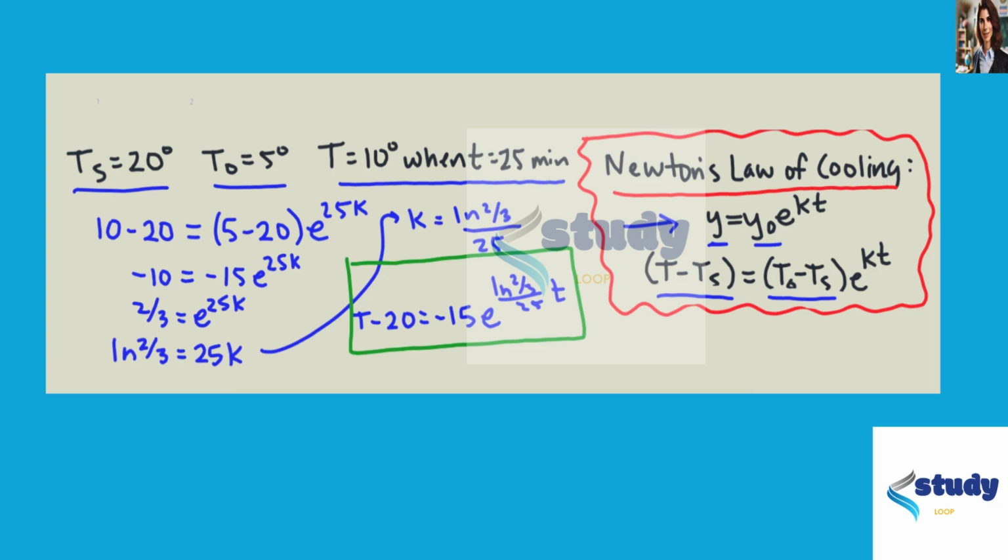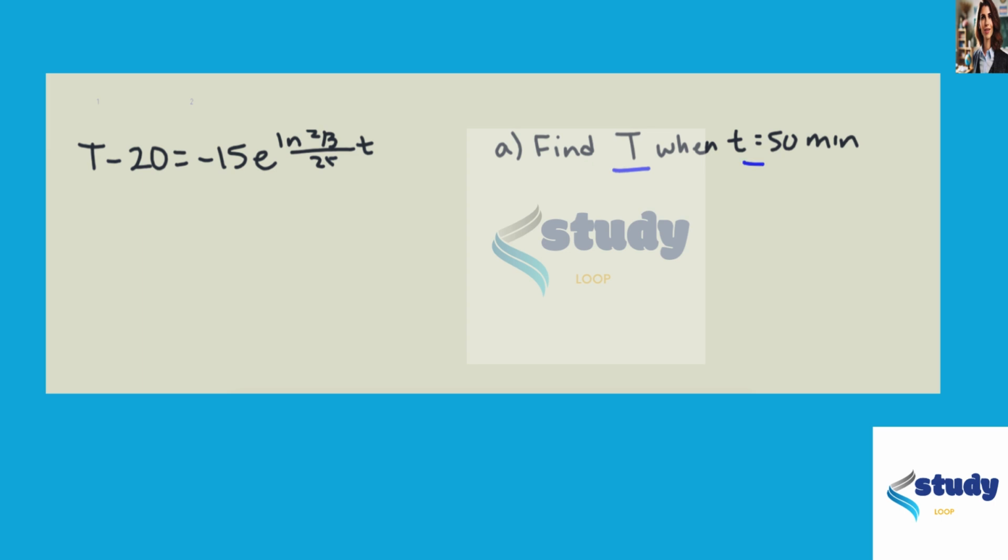All right, so here's part A. We're going to find the temperature when the time is 50 minutes. So let's substitute 50 in for little t, time, and solve for big T, temperature. So we substitute the 50 in there, and then we compute the right side of the equation with the calculator, and we get approximately negative 6.7.